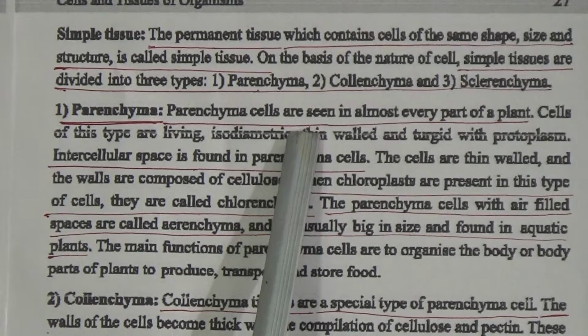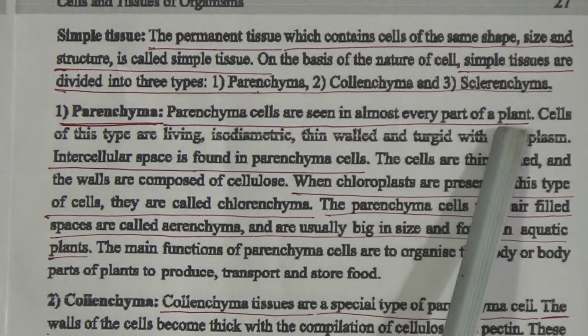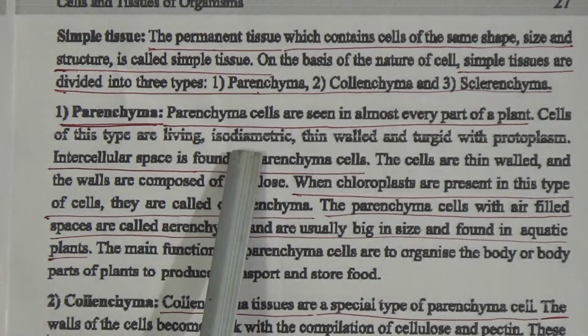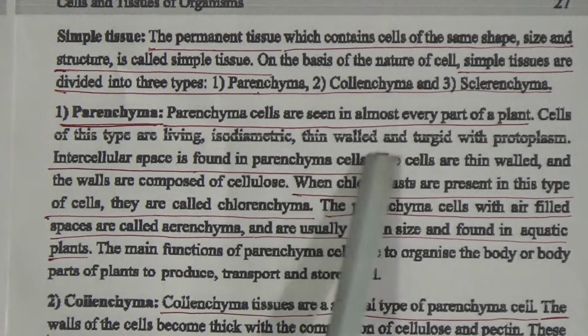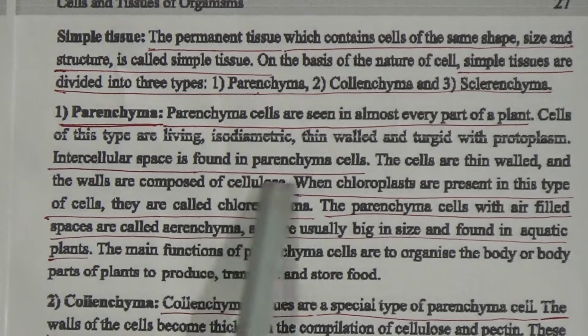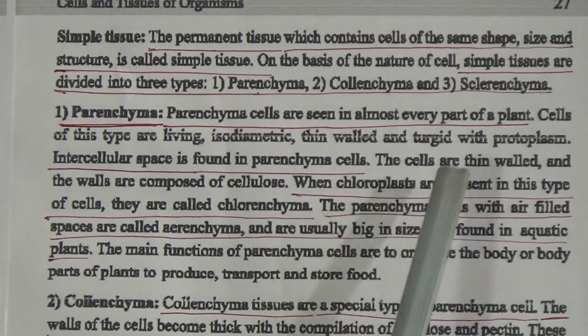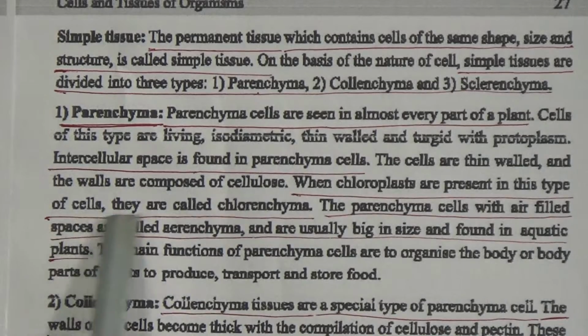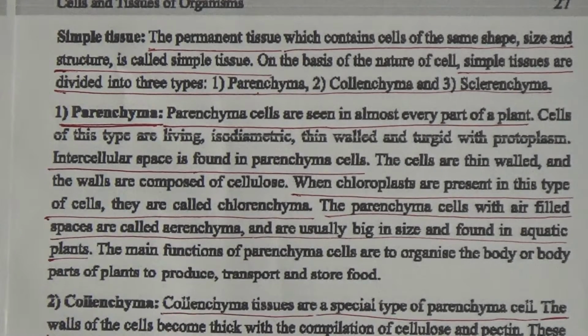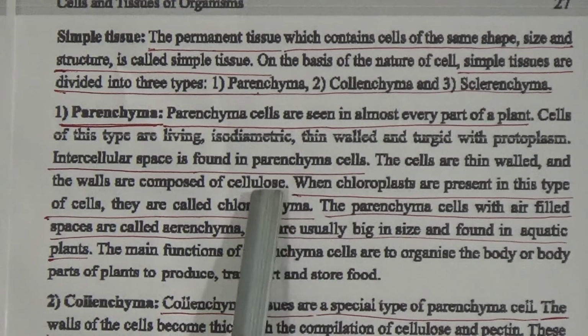Parenchyma cells are seen in almost every part of a plant. Cells of this type are living, isodiametric, thin-walled, and turgid with protoplasm. Intercellular space is found in parenchyma cells. The cells are thin-walled and the walls are composed of cellulose. Cellulose is a biochemical substance.